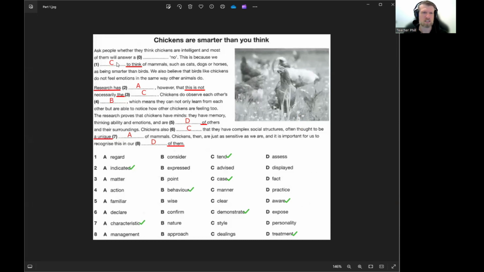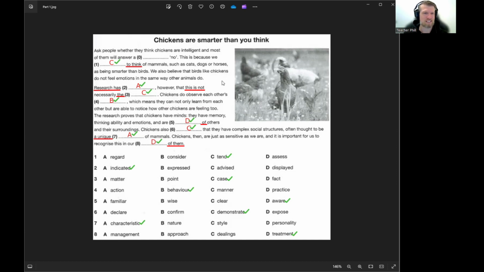So number 1 is C. I got that one right. Number 2 is A. Yes. 3 C. 4 is B. 5 is D, 6 C, 7 A, and 8 D. That is a good start. I got 8 out of 8. Lucky the teacher gets the answers correct. That is a good start.